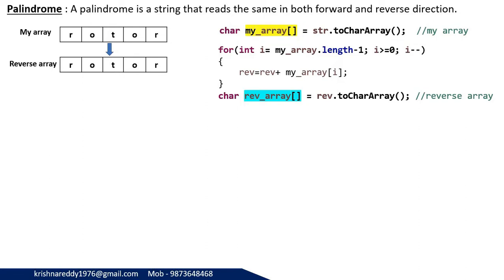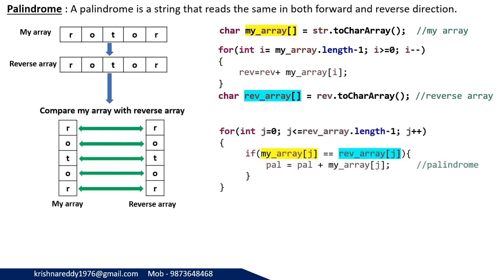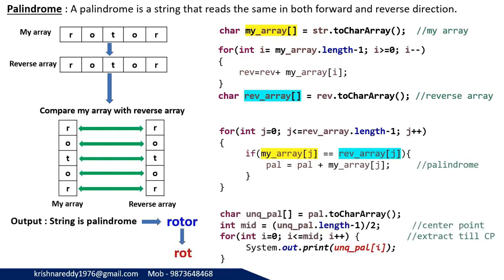Third step is we compare the two arrays. If the elements of the two arrays are equal, then the string is said to be palindrome. If the string is palindrome, that means half of the part is unique from the other part of the palindrome. For that, first we find out the middle index of the array. Then using a for loop, we iterate the elements up to the middle index. That's it. Case number 2.